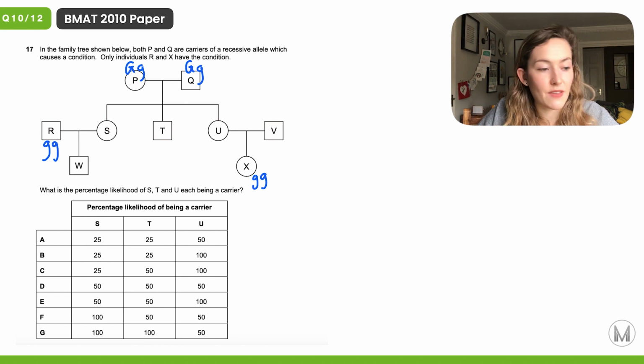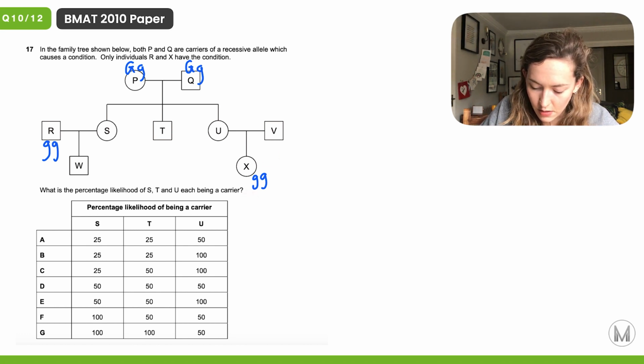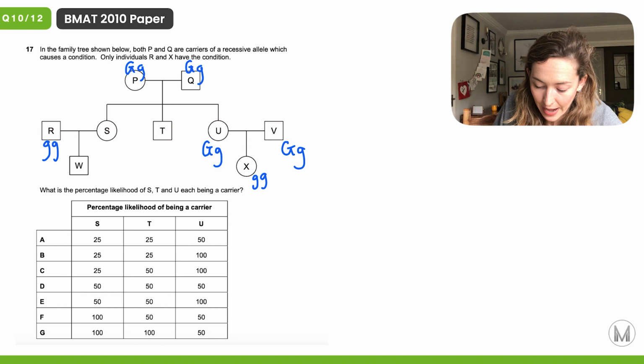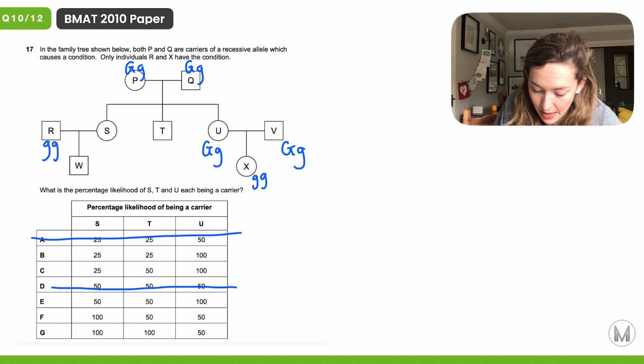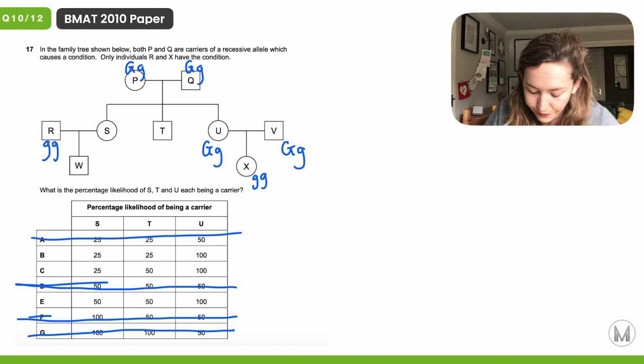Now, immediately that gives me some information. I know that if X is recessive, then U and V don't have the condition. They both must have been carriers in order to pass that down. What I can also say is that U has a 100% chance of being a carrier. So I'm going to eliminate anything here that suggests U isn't a 100% chance. You can see those were all 50.